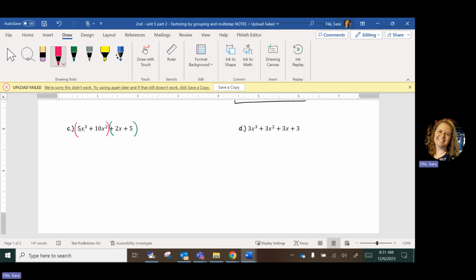Let's see, both of these I could divide out a 5 and an x squared. So if I take out 5x squared, I would have leftover of x plus 2. And then here, there is no GCF. It would be just an understood 1. And so I would still have 2x plus 5. Are my leftovers the same?